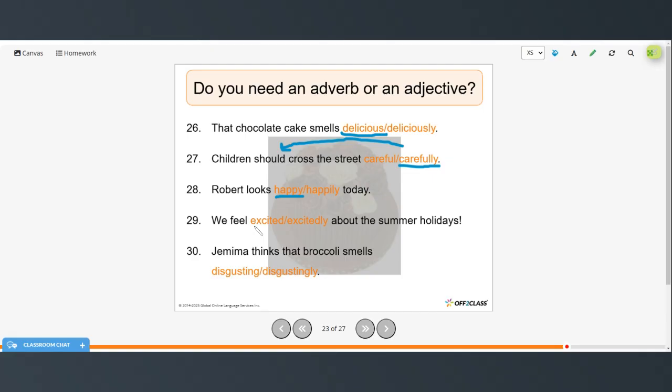We feel excited about the summer holidays. So again, feel is a sense verb. So we use an adjective after it. And Jemima thinks that broccoli smells disgusting. Again, smells is a sense verb, so it's followed by an adjective.